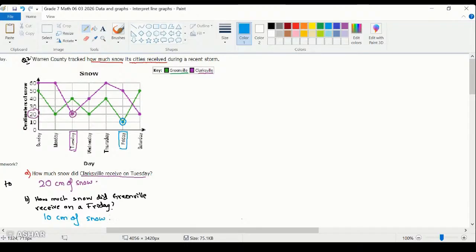Depending on the question, depending on the requirement, they were saying this. In part B, they were speaking about Greenville. In part A, it was Clarksville. So we can see we have two different line graphs over here. Depending on the question, we will try to look at that particular graph.